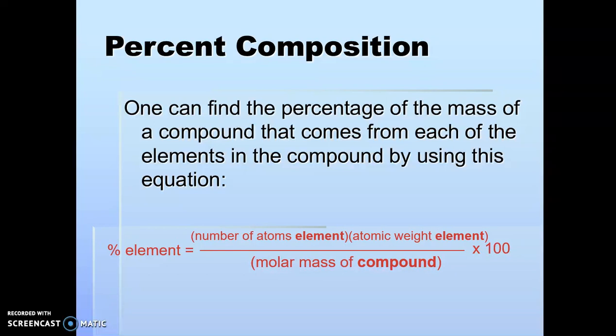So the way that you would do it to find the percent of a certain element, you would take the number of atoms of that element, so the subscript, and multiply that by the atomic weight of that element, divide it by the molar mass of the whole compound, which you just found on the previous slide. And then anytime we do a percent, we always multiply by 100.